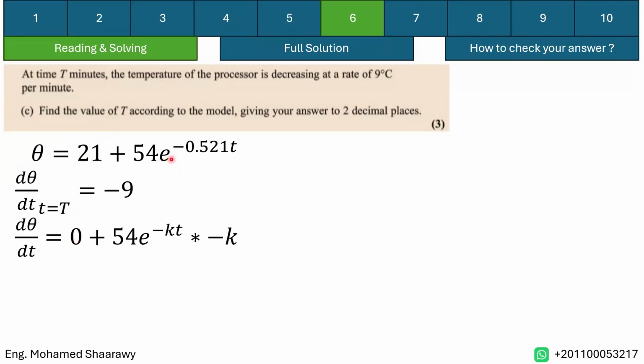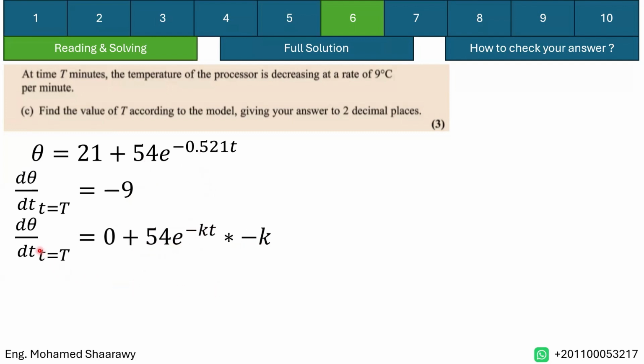The differentiation of this exponential function: let me replace this number with k. I'll replace it in the last step, but just for simplifying, I'll write it as k for now. 54, I just wrote as it is, like here. e to the power negative 5kt multiplied by negative k is the differentiation of this with respect to t.